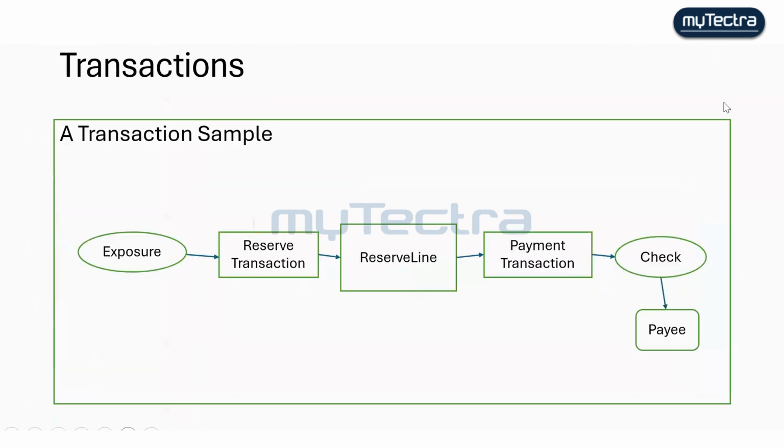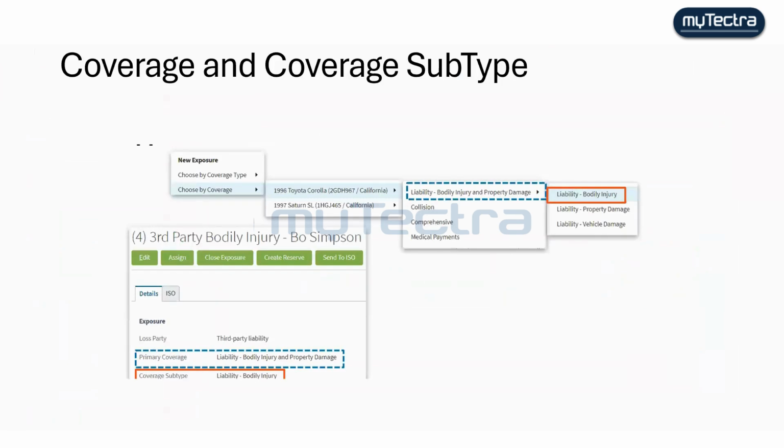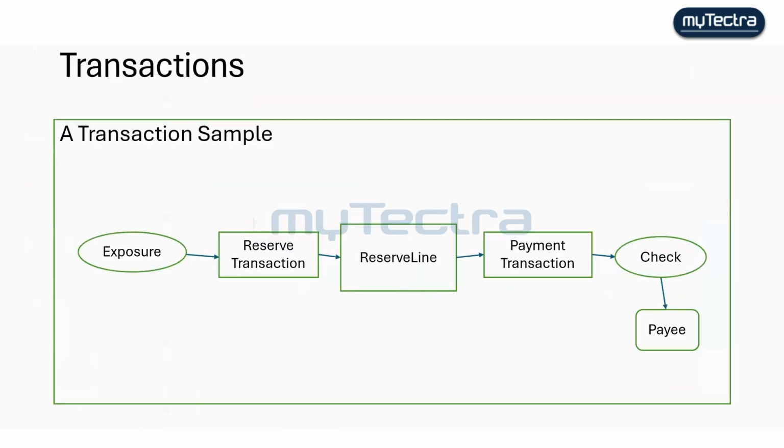Now we can move on to transactions. Coverage subtype we have seen. Transaction starts from exposure. As soon as you have an exposure, we create a reserve for it through a reserve line. Exposure will have reserve lines, and against that reserve line only we are making payments. And one exposure can have multiple reserve lines.